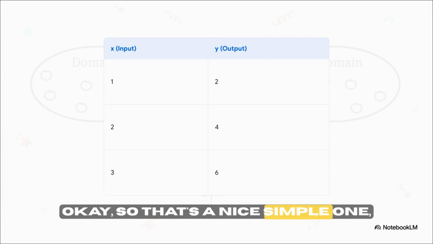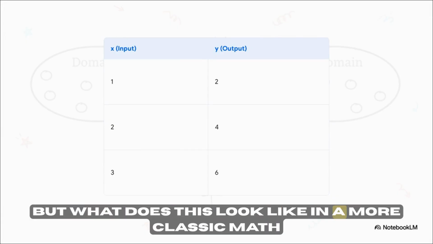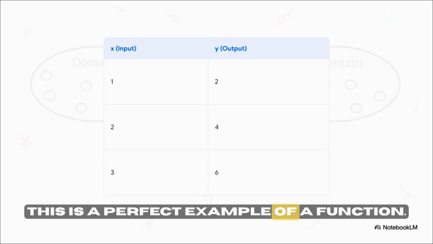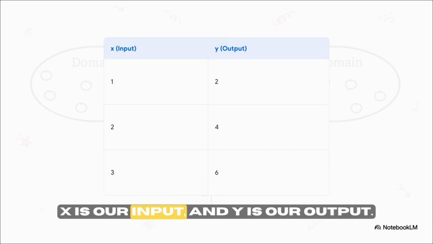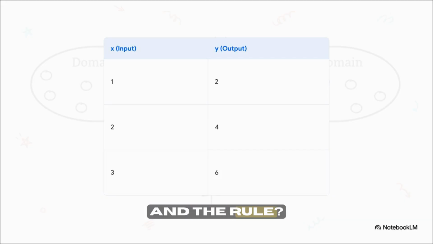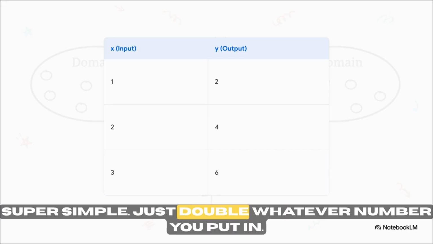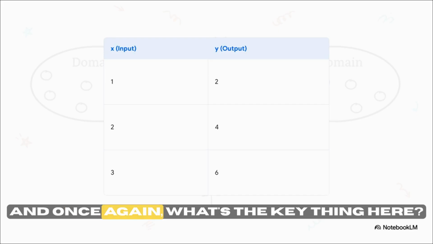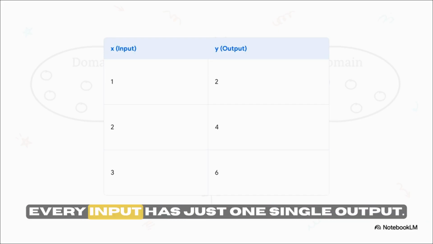Okay, so that's a nice simple one. But what does this look like in a more classic math problem? Well, take the equation y equals 2x. This is a perfect example of a function. X is our input and y is our output. And the rule? Super simple. Just double whatever number you put in. So if you put in 1, you get 2. If you put in 2, you get 4. And once again, what's the key thing here? Every input has just one single output.